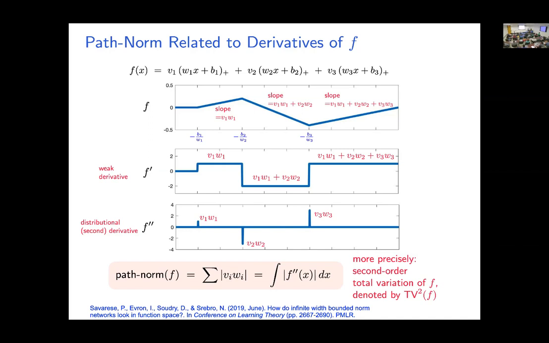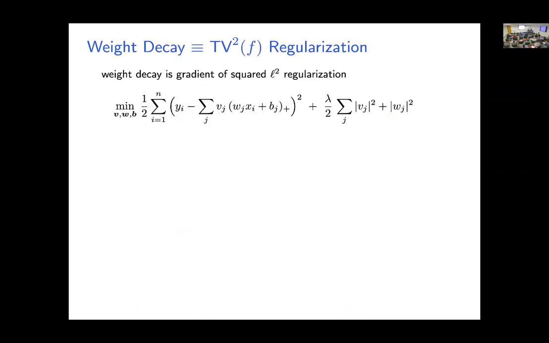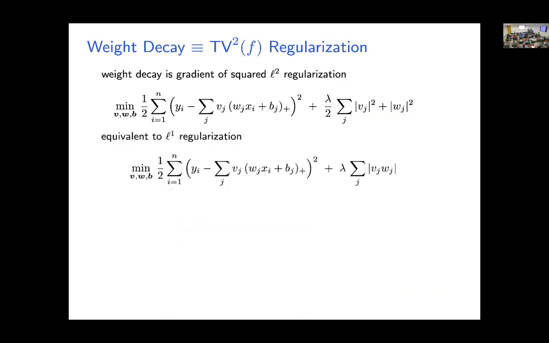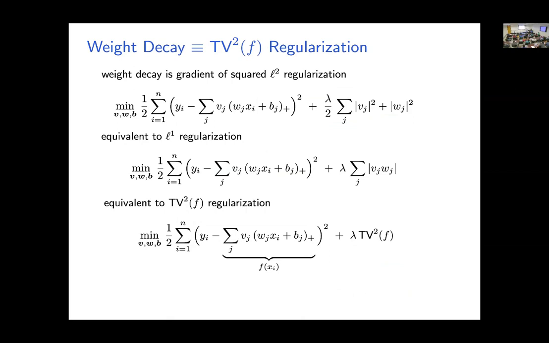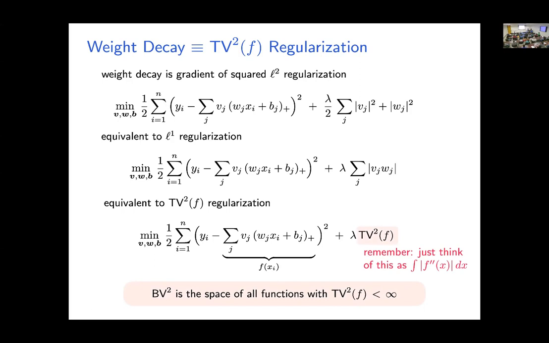That's interesting and helpful. It gives us a way to think about this norm that we defined in terms of weights, and it actually has some connection back to the smoothness properties of the function. Here I'm listing out some of these different optimizations. We were optimizing this neural network over weights, or I could say the neural network is a function, and what I'm really doing is regularizing the TV2 of that function. They're all the same. BV2 is the space of all functions with finite second order total variation. So we'll talk about this BV2 space, and again, just think of that as the space of functions with bounded second derivative in an L1 sense.